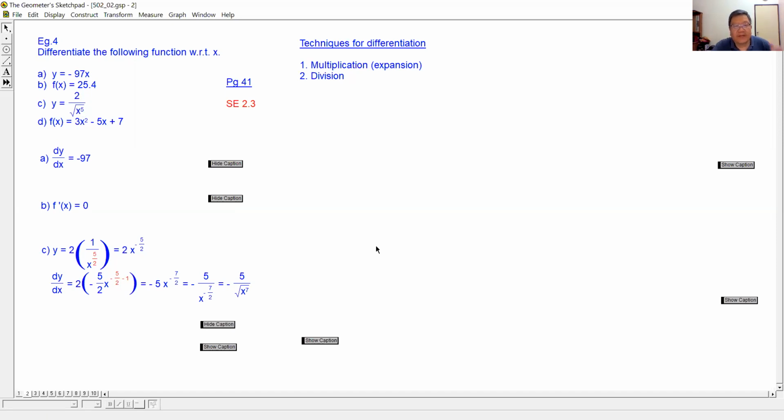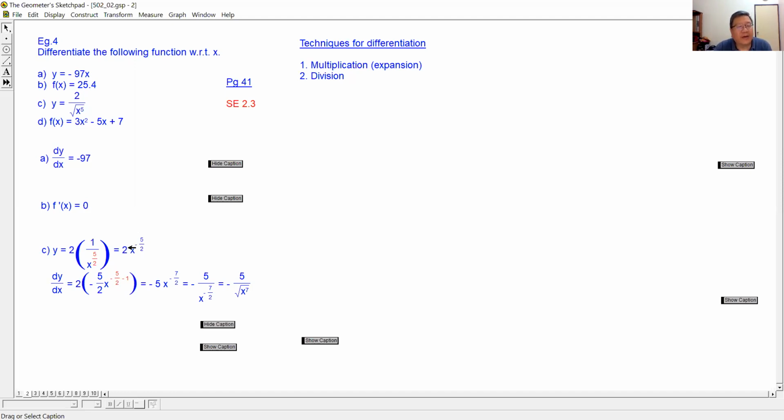This is from the lesson on indices in Form 3. How to change it to index form, right? So square root is half, then power 5. Now this whole thing is at the denominator, so if you want to move it up, you have to put a negative sign there.